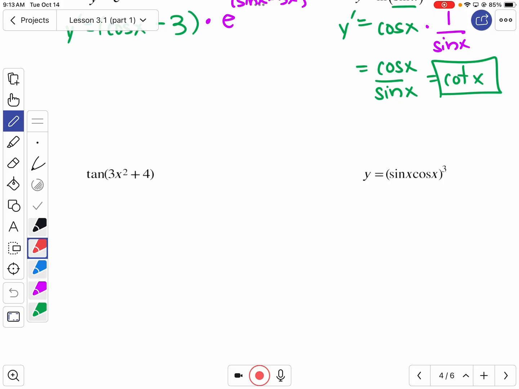You gotta know your derivatives. Yeah, you gotta know your trig derivatives for sure.